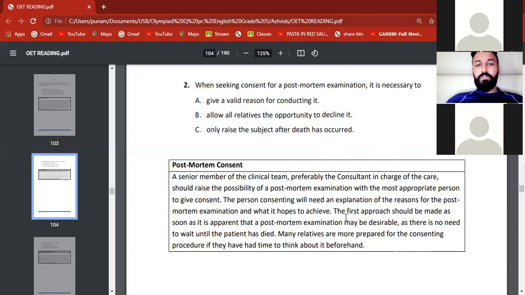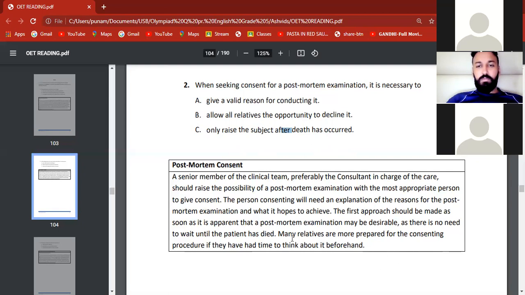The first approach should be made as soon as it is apparent that a postmortem examination may be desirable, as there is no need to wait until the patient has died. So the first approach should be made as soon as possible, because there is no need to wait. So this one is wrong: only raise the subject after death has occurred. It is a contradiction, so this option we can eliminate. Okay, the next one.